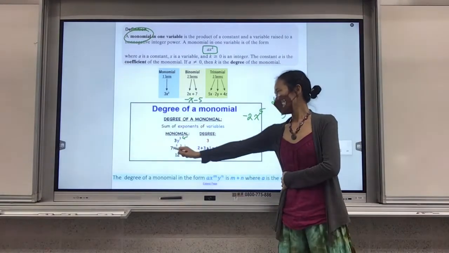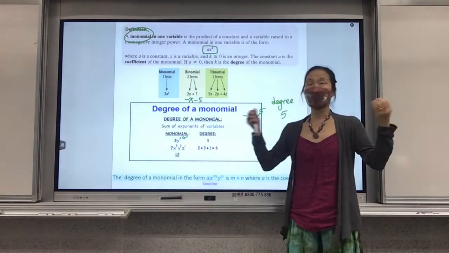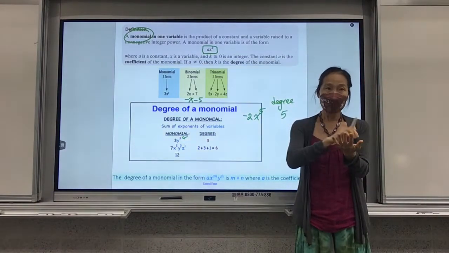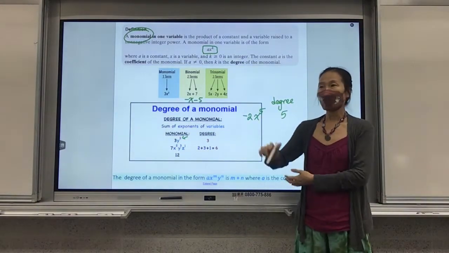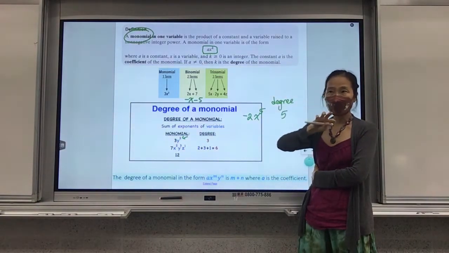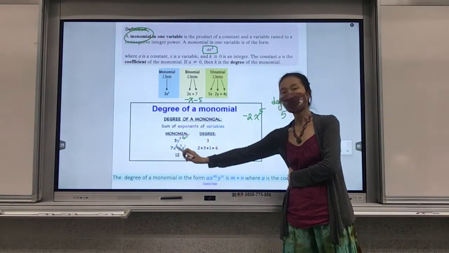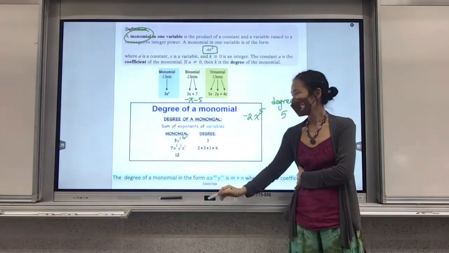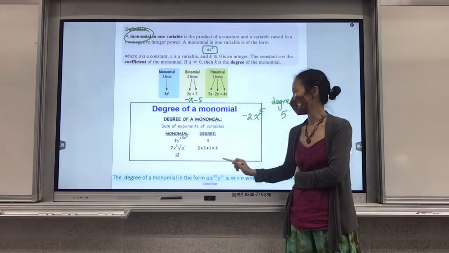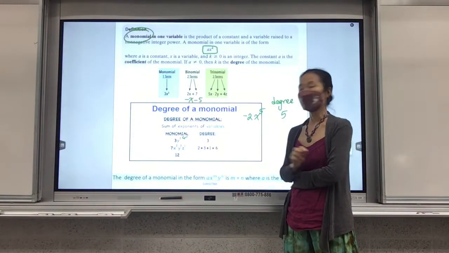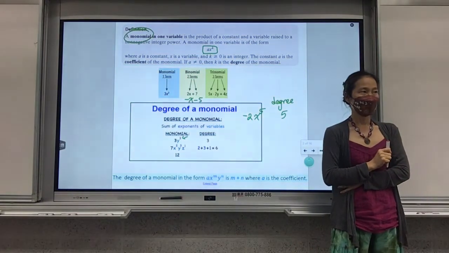But in this case, this term is combination with many different variables, and all the power of variable counts. So you will add only the power of the variable, okay? 2 plus 3 plus 1. So the degree is 6. Degree is 6.